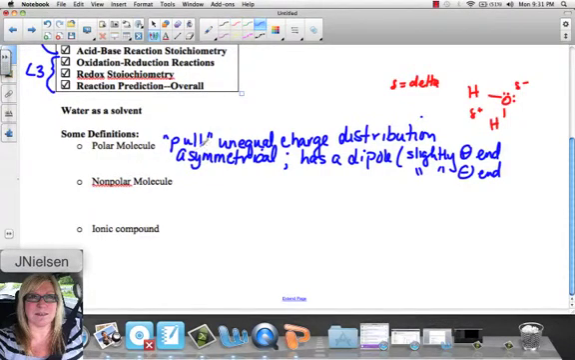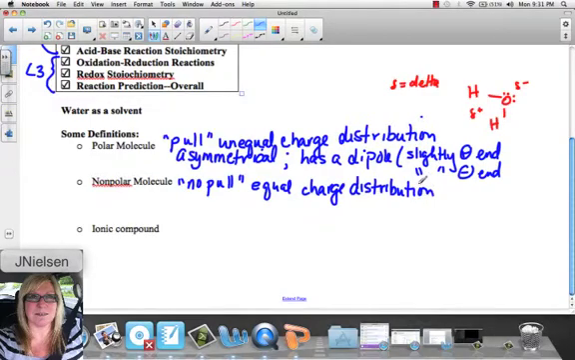So we're showing that this side of the molecule is slightly negative and this side slightly positive. In a nonpolar molecule, there is no pull, meaning that there is an equal charge distribution. And we want to make sure that we put down that it is symmetrical. And I would also like to include Brinkelhoff here, because all Brinkelhoff molecules are nonpolar. Br2, H2, F2.